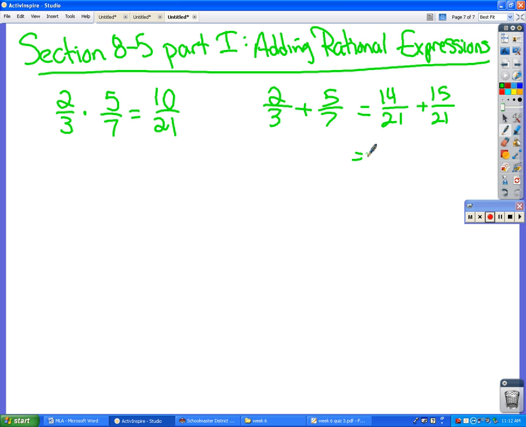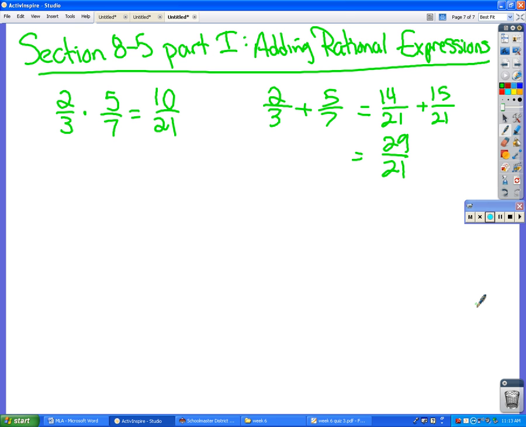When you're getting a common denominator, you multiply the bottom two numbers together, right? So since I had to multiply 3 by 7 to get 21, I also have to multiply the 2 by 7, which gives me 14. Since I had to multiply the 7 by 3 to get 21, I have to multiply the 5 times 3, which gives me 15. The key here is when I add these together, what do I get? I just add the tops. I do not add the bottoms.